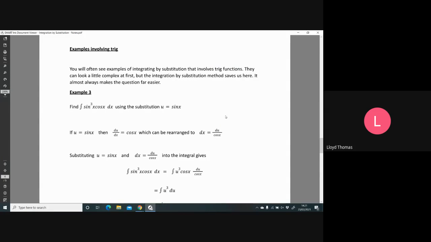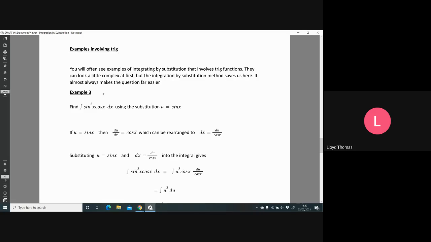Trig substitutions, sometimes they may be a little bit more obvious, I think, if you have to choose for yourself. I don't know. But we don't have to choose for ourselves yet because they're still telling us in these questions. So example 3 wants me to find the integral of sine cubed x cos x using the substitution u equals sine x.